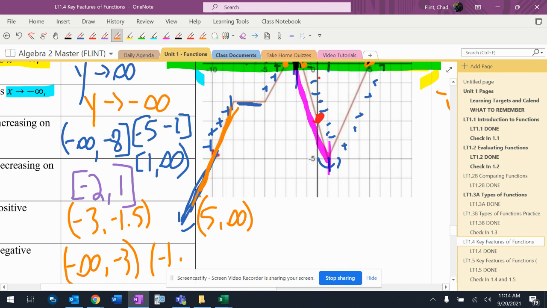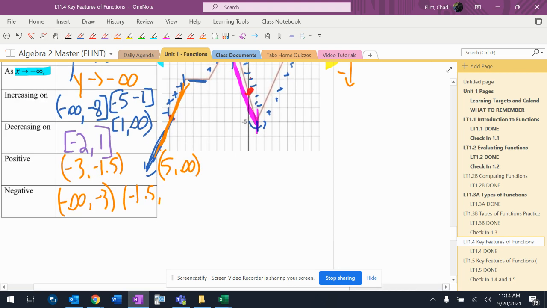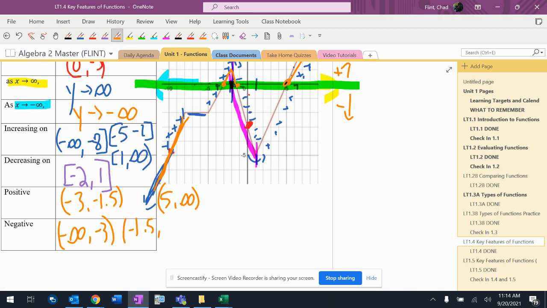Then from negative 1.5 all the way down through here and then back over here, and it stops right there at 5. All right, so it's negative on those two intervals, which is a lot of the time. All right, most of this graph that I can see, it's negative for that part of the graph.